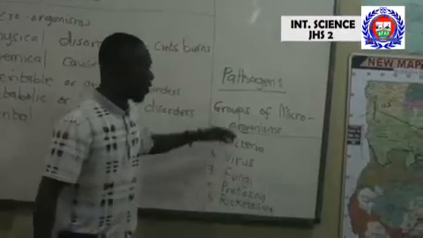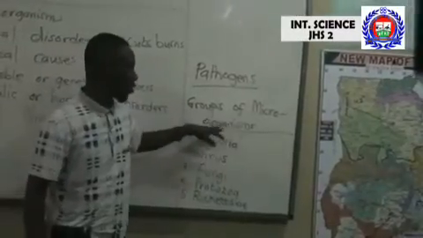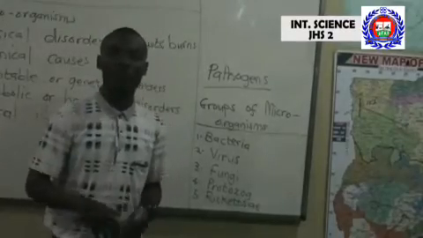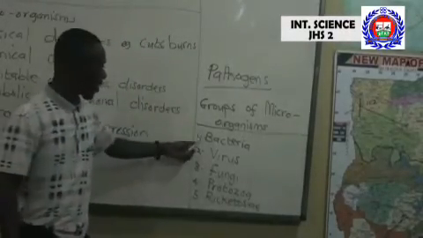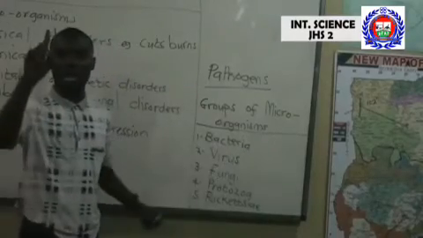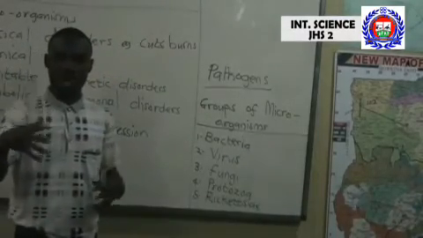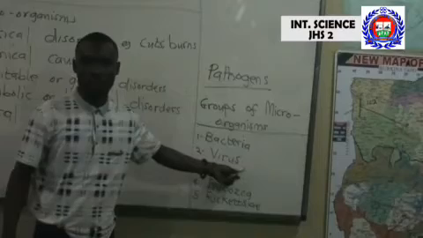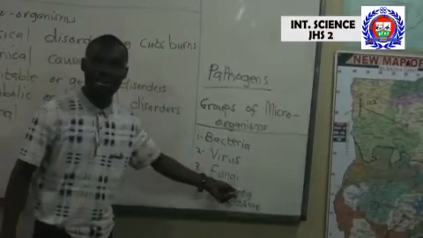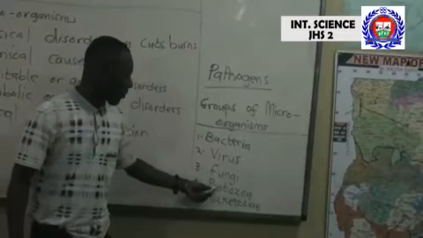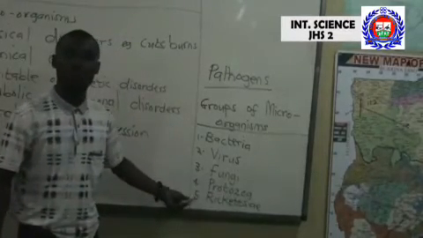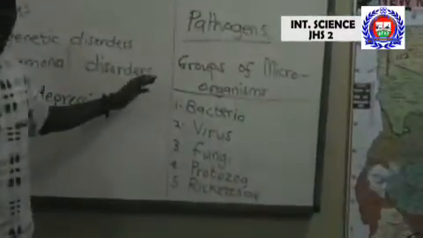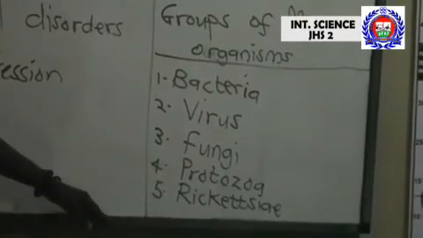Very good. Now, we are looking at the groups of microorganisms. I said earlier that microorganisms have been put into groups. We have the first one, which is the bacteria. Singular is bacterium, but when they are plural, it is bacteria. Then we have virus. Then we have fungi. We have the protozoan. Then the last one, which is the rickettsia. Very good. These are all groups of microorganisms.